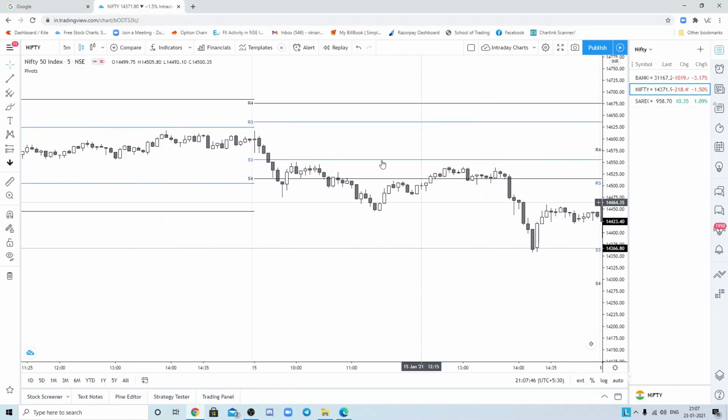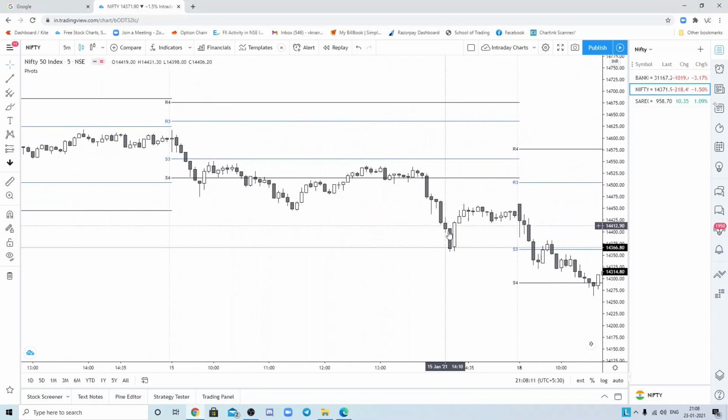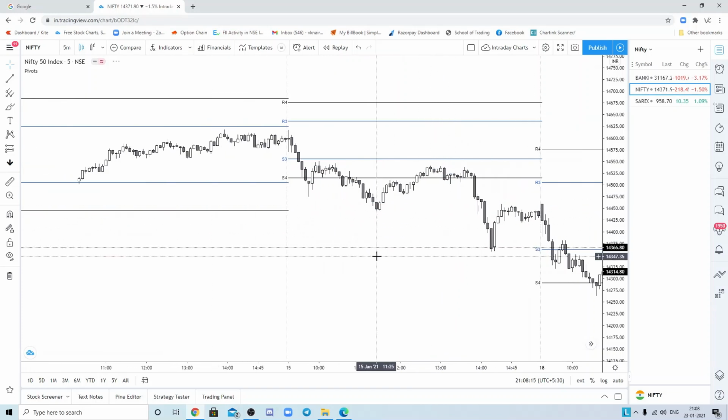So why did this move happen? Because this R4, R3, S3 and S4 was inside the previous day's range. Now the previous day Camarilla was very big, wide enough. And the next day Camarilla was in a smaller range, inside the previous Camarilla. So the candles moved below S4 and gave you good profits.